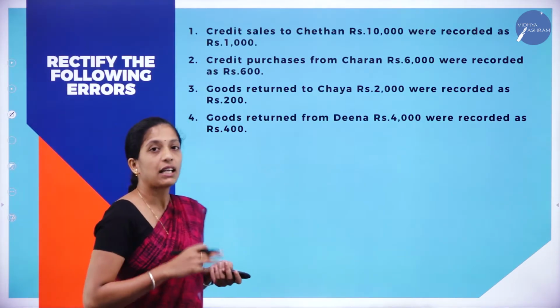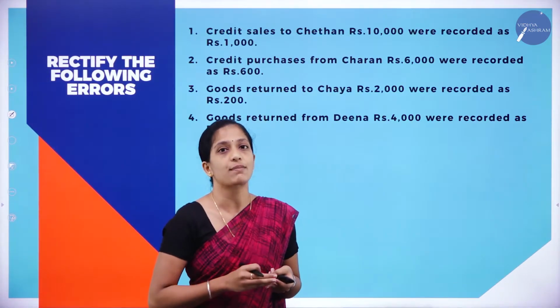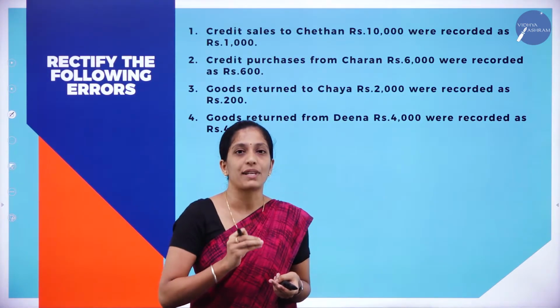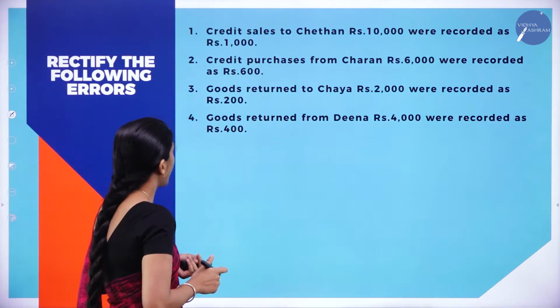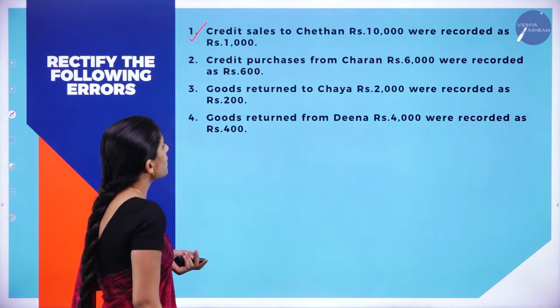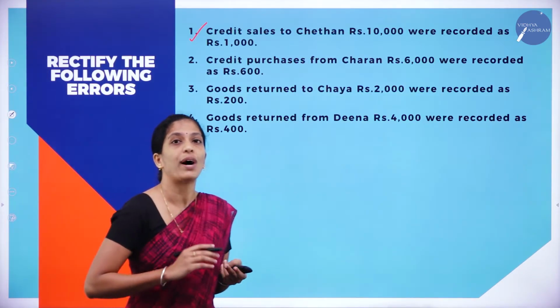So they have given rectify the following errors, and my dear students, this is an important 6 marks question. So they will give certain transactions where they have made certain mistakes and we have to correct those transactions. Yes, go through the transaction. First transaction here in this problem, that is credit sales to Chetan rupees 10,000 were recorded as rupees 1,000.